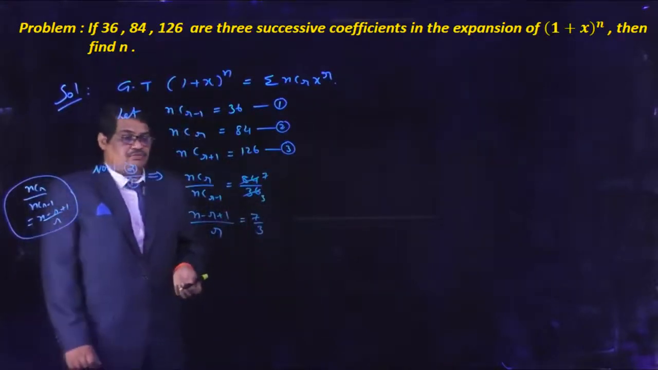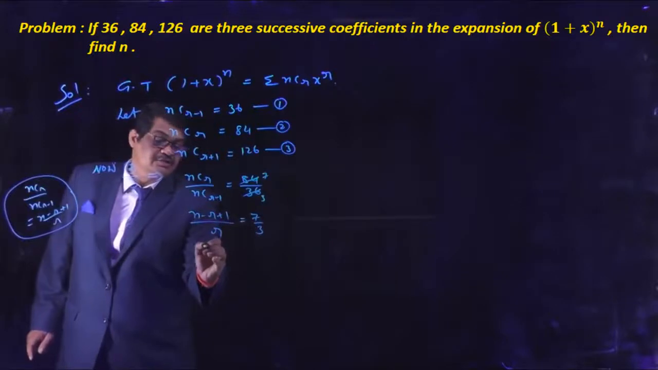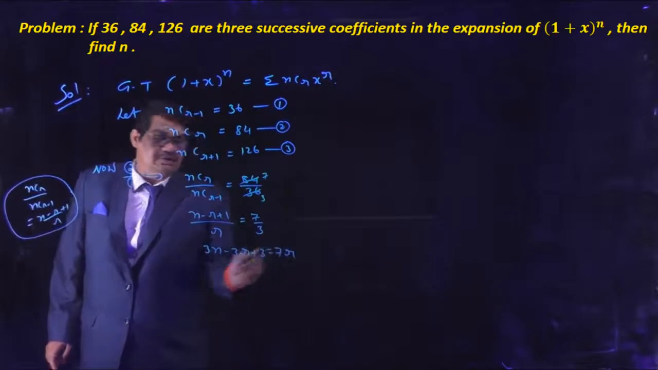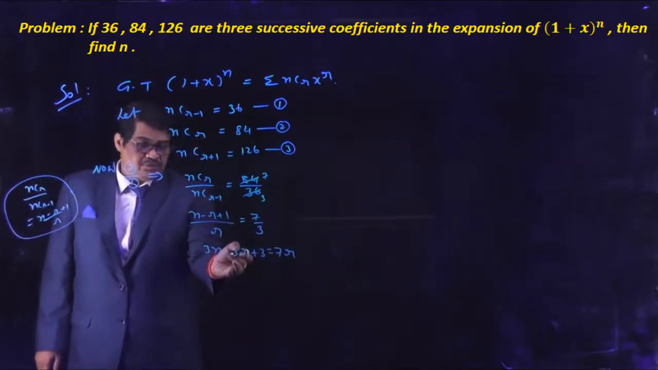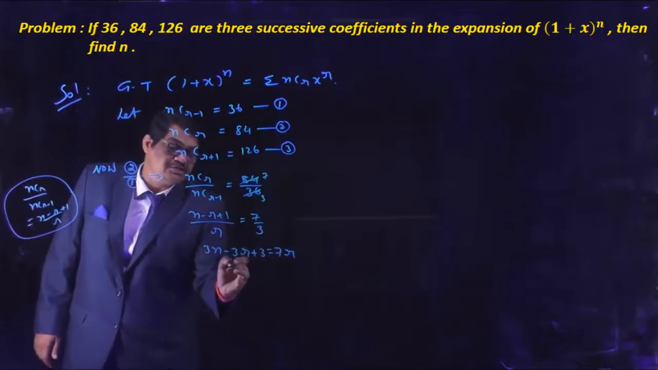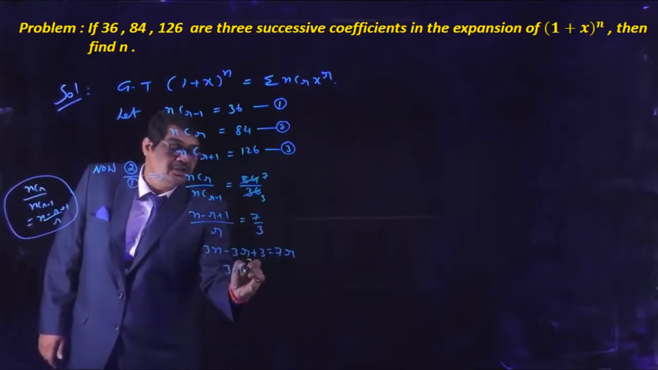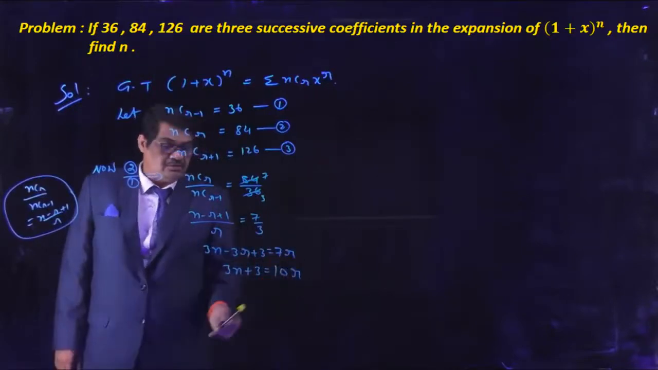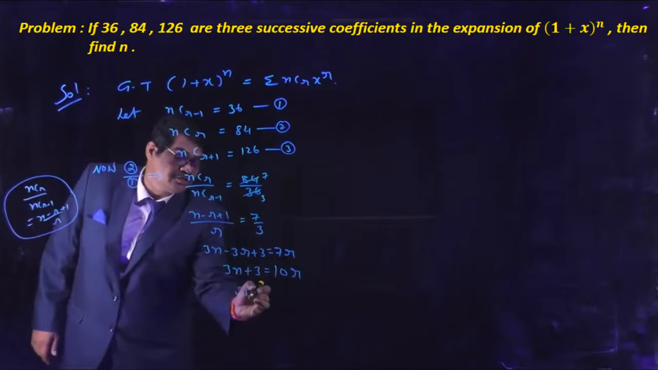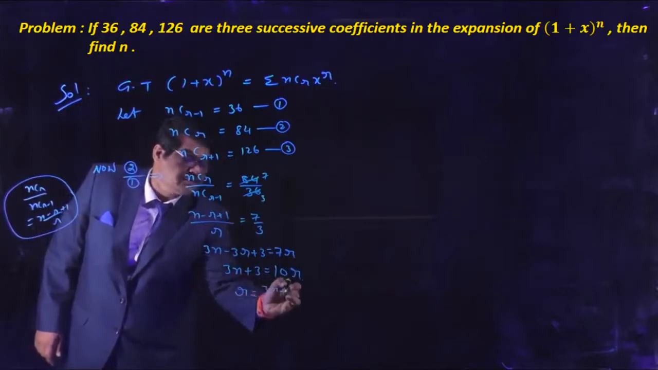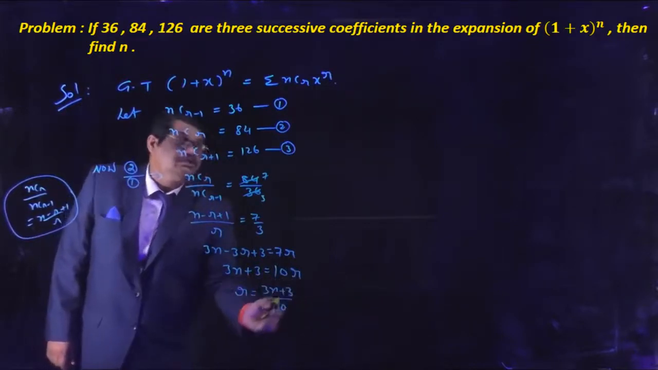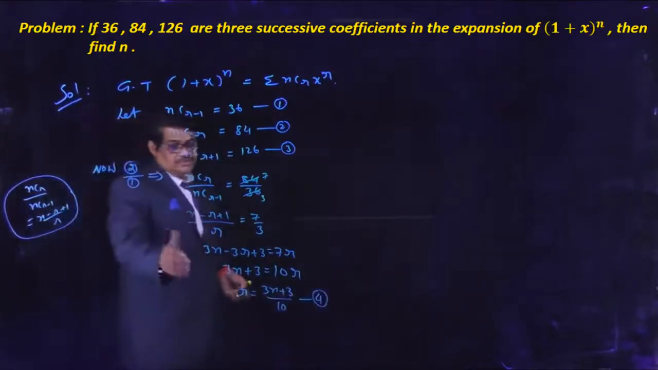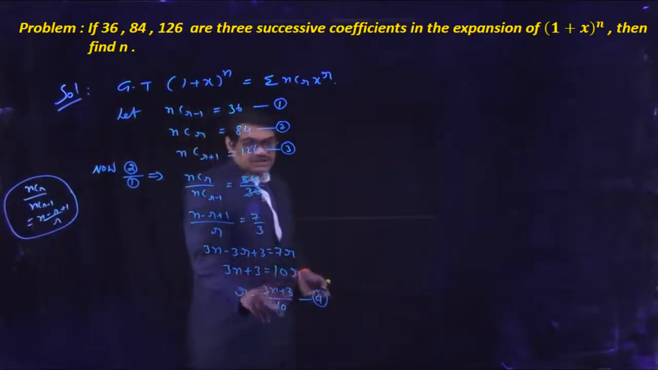Now we are cross multiplying, that is 3n minus 3r plus 3 is equal to 7r. So this minus 3r is moving to RHS side. Then here 3n plus 3 is equal to 7r plus 3r, that is 10r. From that we are writing r is equal to (3n plus 3) by 10. This is equation 4.